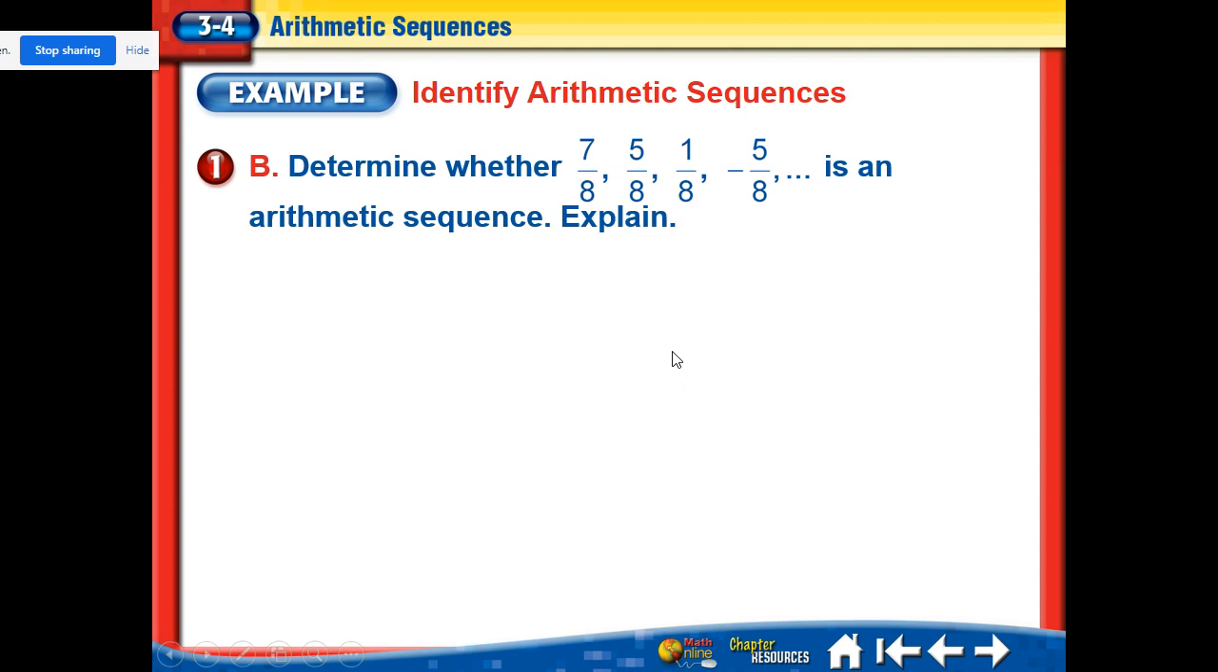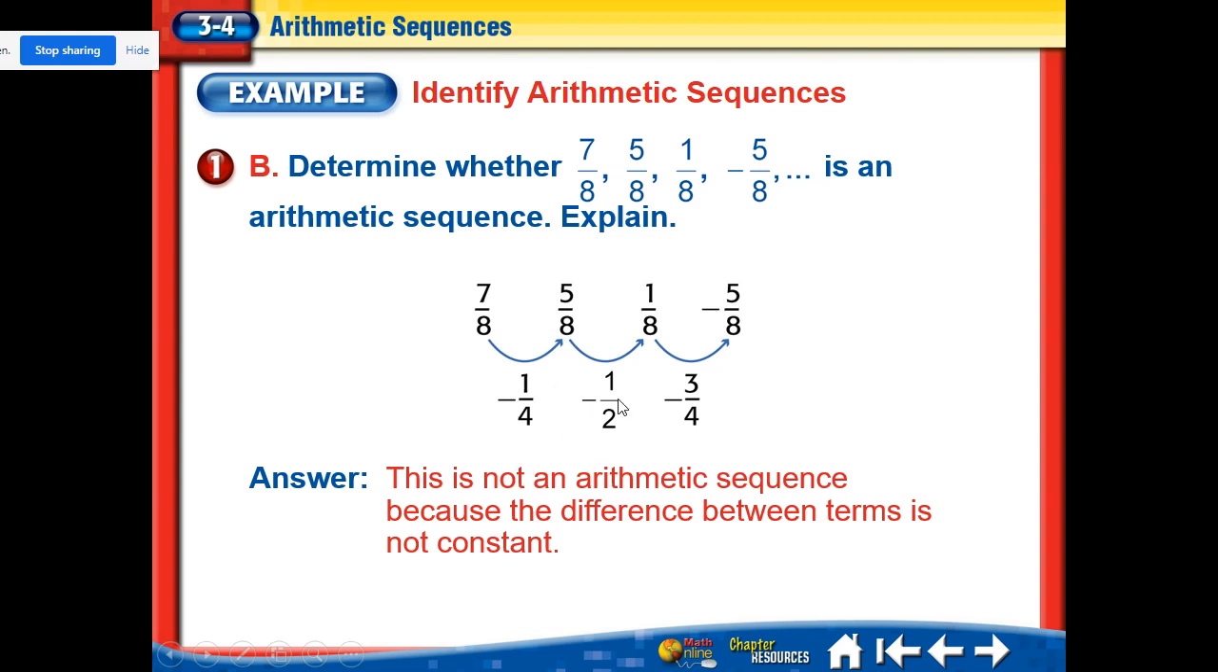All right, what about this one? Fractions, I know you don't like fractions, but we notice there's 8s in the denominator. So let's look at the next one. 7 to 5, that's minus 2. And then 5 to 1 is minus 4. And then 1 to negative 5 is minus 6. So minus 2, then 4, then 6. That's a pattern, but it's not an arithmetic sequence. It's not an arithmetic pattern. So this is a no, because it changes.